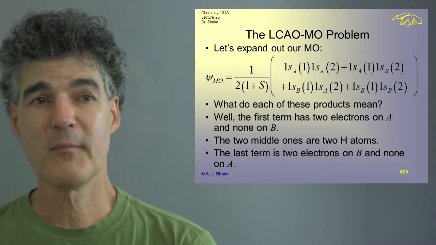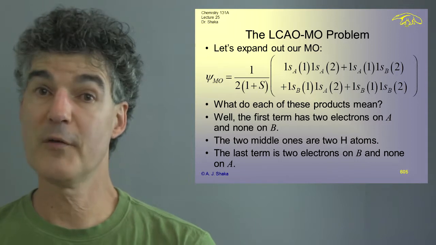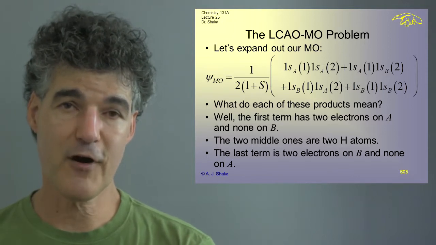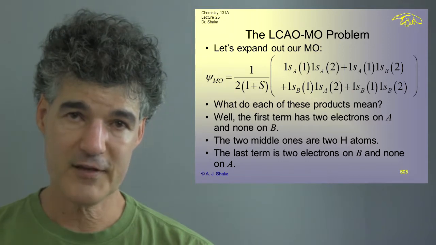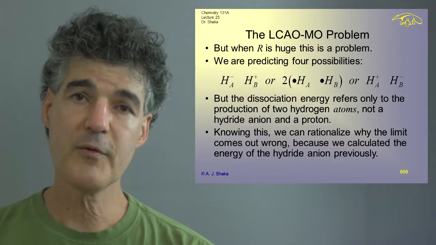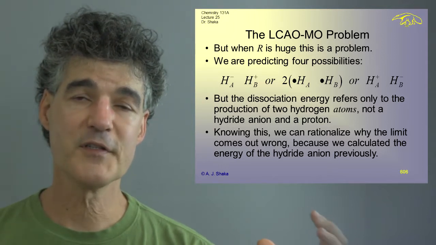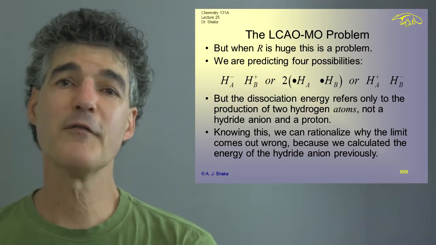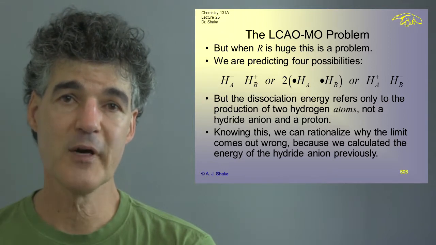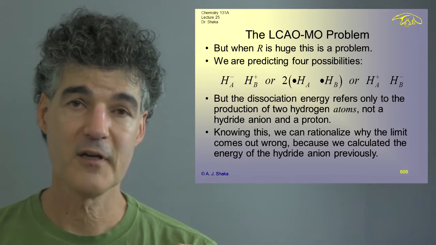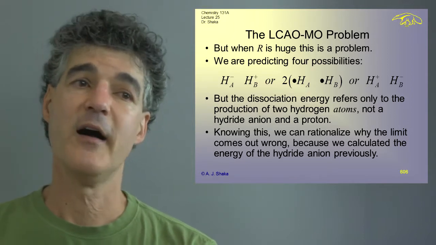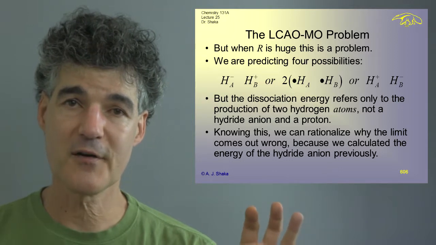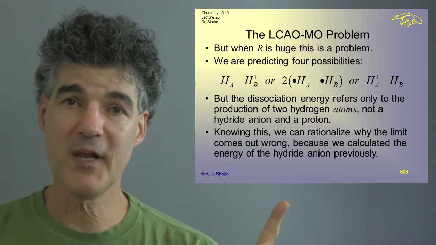Well, this is the form of our molecular orbital, and we can interpret these things when we square them up as the probability of the electron. And if we let the 2 atoms get very far apart, of course, when they're close together, everything's okay. All the wrinkles are smoothed out. But when we let them get very far apart, it's quite a different story, because now we've got a big problem. We're predicting 4 possibilities when we dissociate H2 using this particular wave function. We either get H minus and H plus, or we get 2 H atoms, those are the 2 center terms, or we get H plus and H minus.